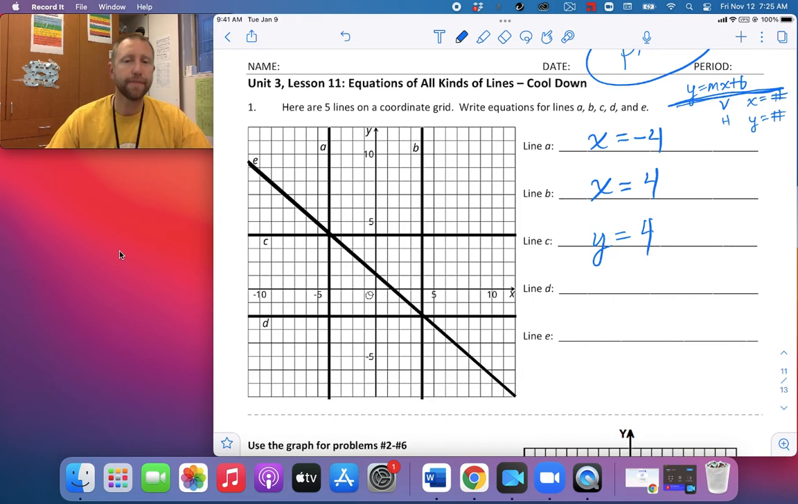For line D, another special graph. It's another horizontal line. So I know it's going to be y equals a number. I count down from the origin 2. So that's at -2. So y equals -2.